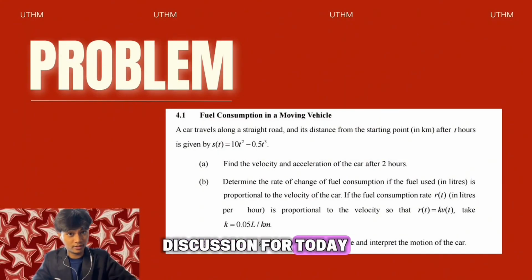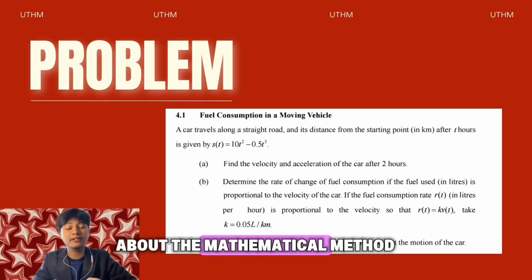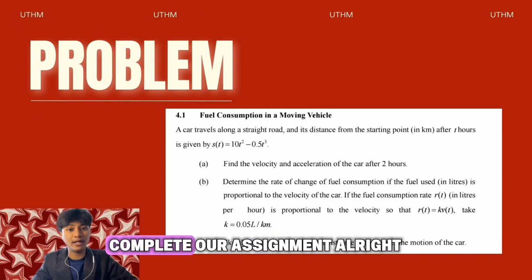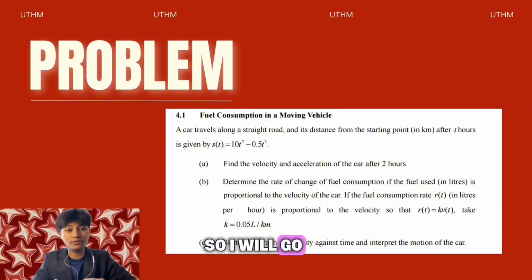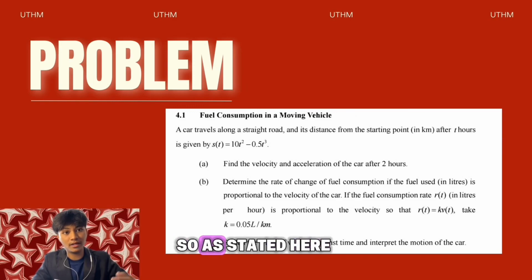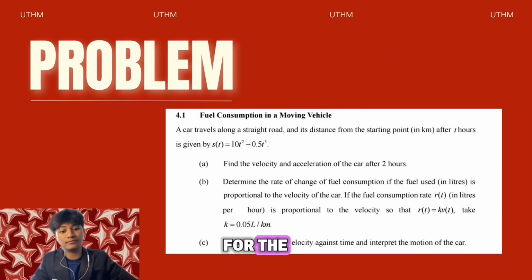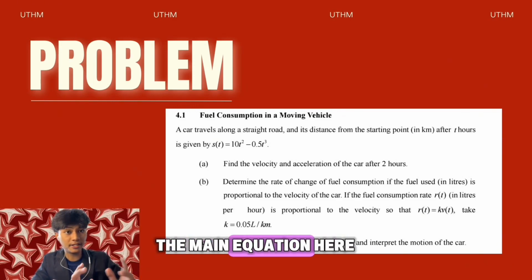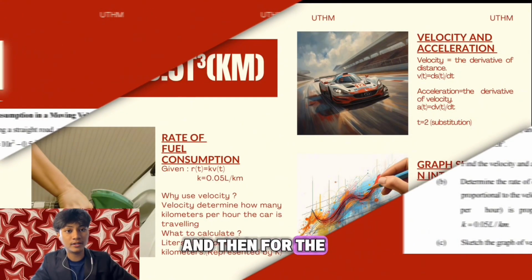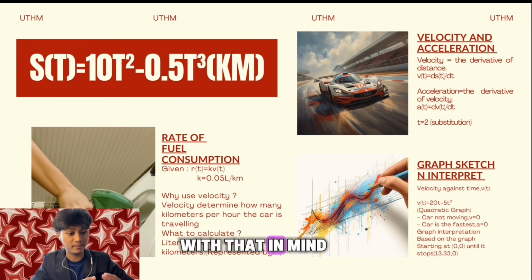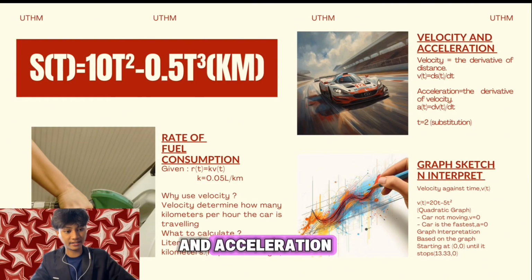Continue our discussion for today, I will briefly explain the mathematical method that we use to complete our assignment. Basically there are two problems here, so I will go through each of them one by one. For the first problem, it is the fuel consumption in a moving vehicle. As stated here, we can conclude that the main equation is the distance equation, which is S(t), and with that in mind, we can continue our first question, which is to find velocity and acceleration.